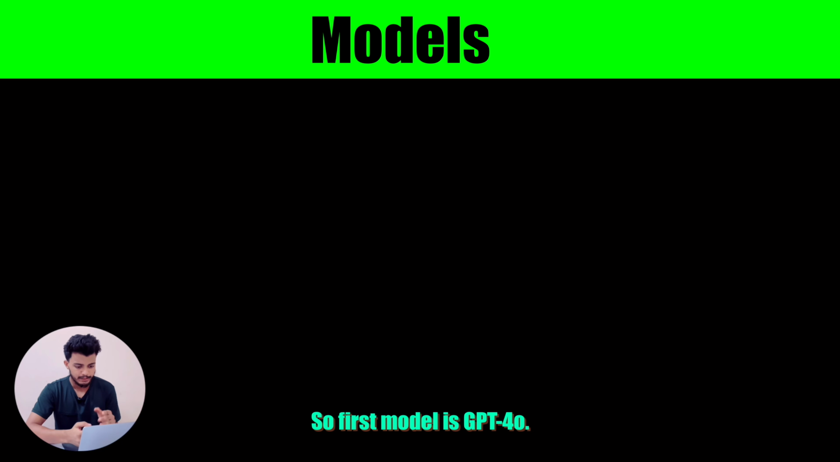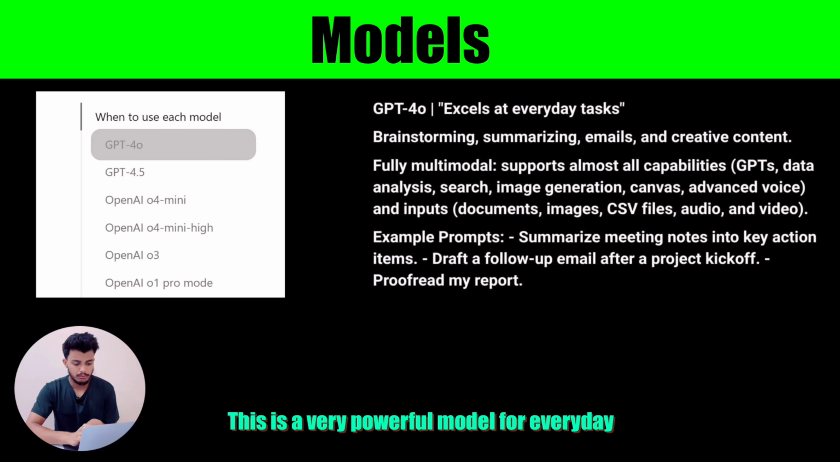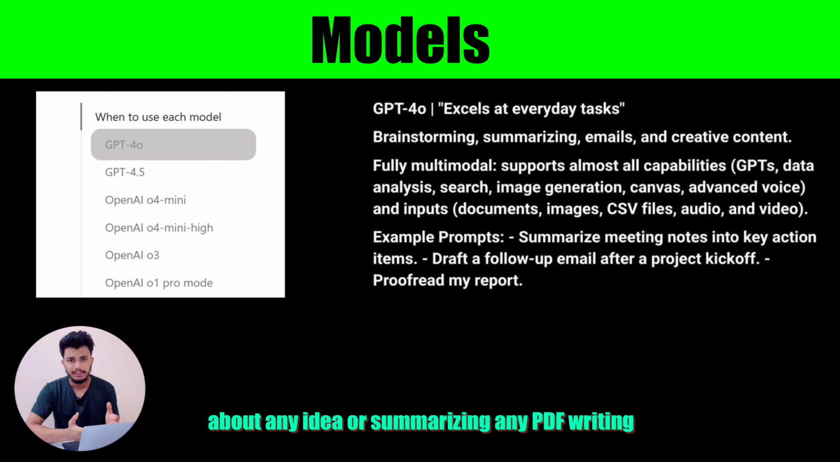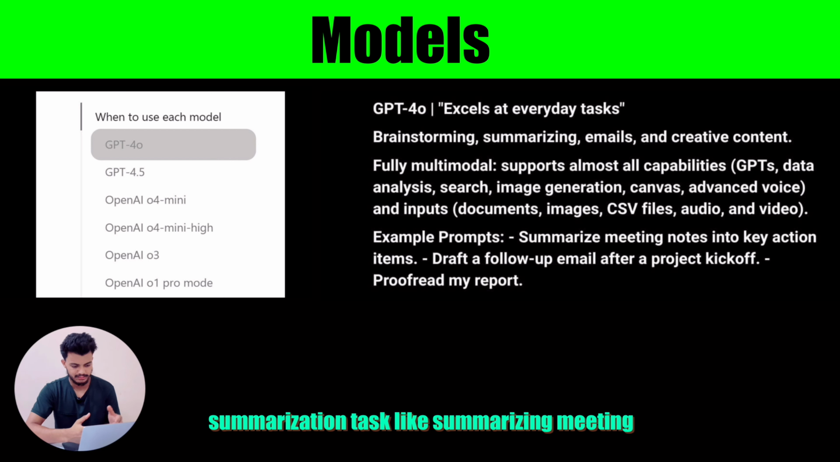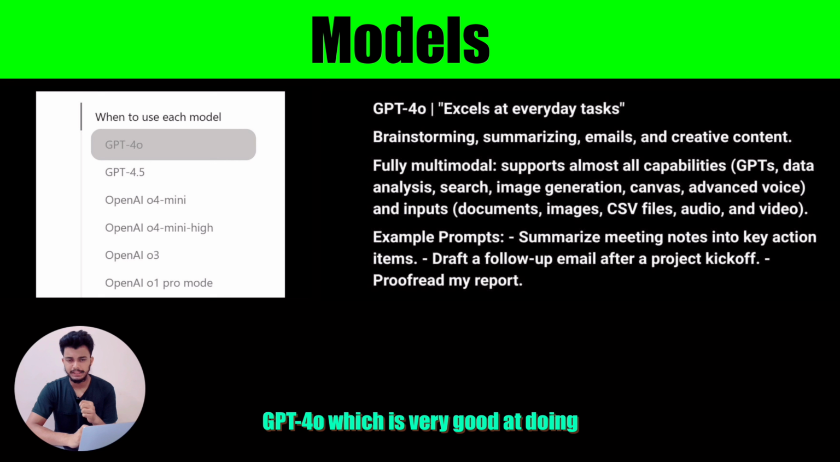So first model is GPT-4o. This is a very powerful model for everyday tasks like brainstorming any idea, discussing about any idea, or summarizing any PDF, writing emails, or creating textual content. This model can do these tasks very well. This model can easily do any summarization task like summarizing meeting notes, writing email and all. So this is GPT-4o, which is very good at doing everyday tasks.